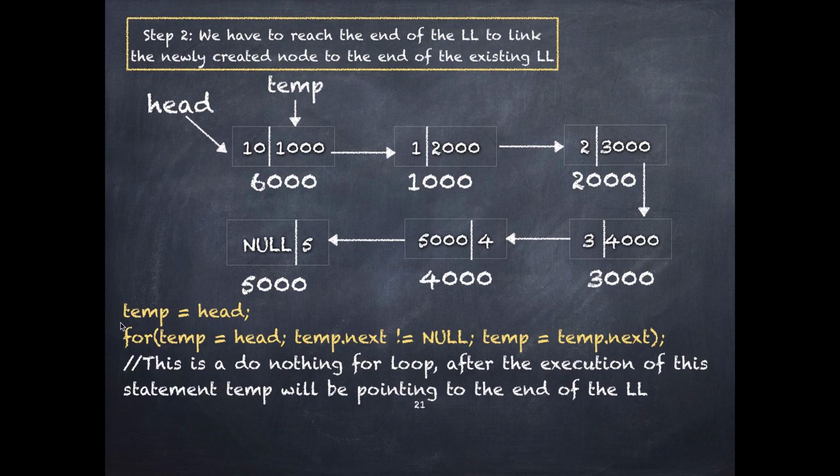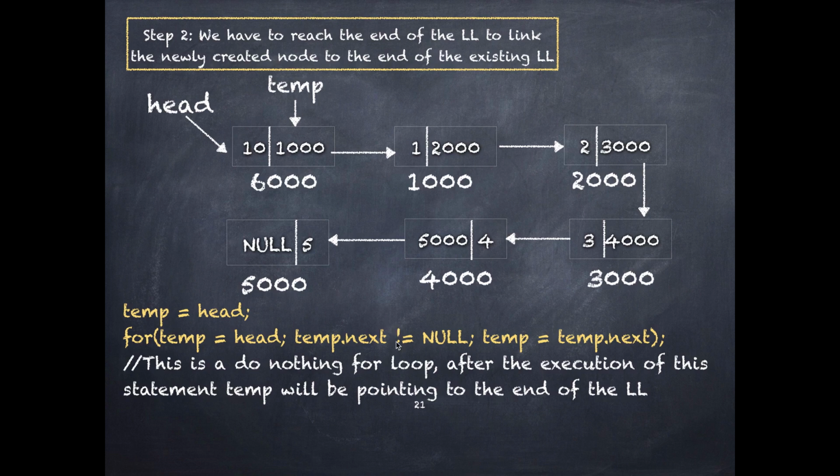Okay, so I'll tell you how this is done. Temp equal to head. So this is your initialization part of the for loop, right? So I have initialized temp and head pointing to the first node. Then what is done next? You are checking temp dot next not equal to null. You are checking temp dot next, is this 1000, is it equal to null? No, it is pointing to some other node, right? So this condition is true.